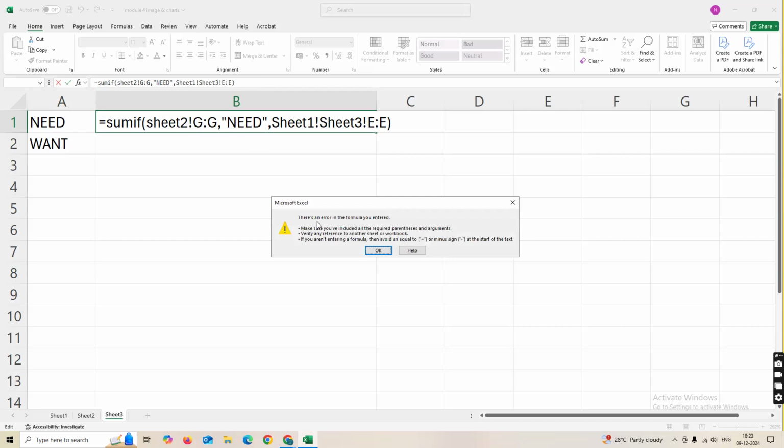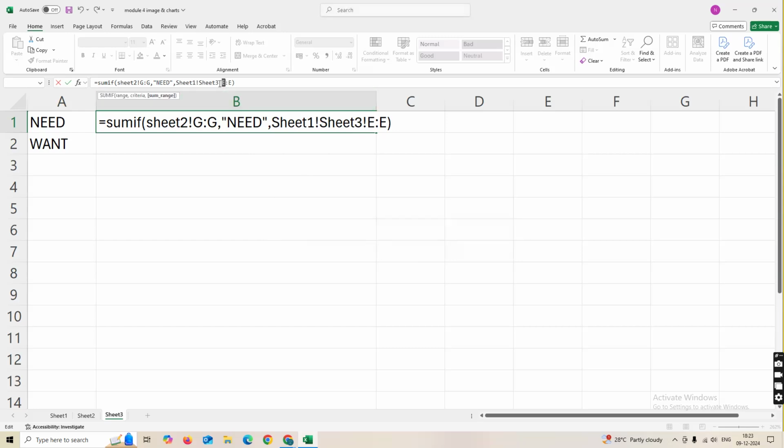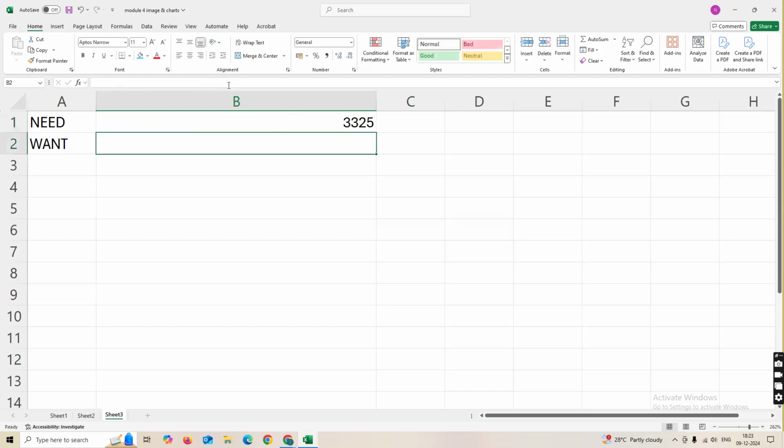Okay, some error is happening. There is some formula error. Make sure you have included all the arguments. Verify any reference. From where did sheet 3 come here? Okay, it got typed automatically. Not referring this. Alright, sheet 1, and colon, double colon, comma. Okay. Yes, it's doing this. This much amount is spent.